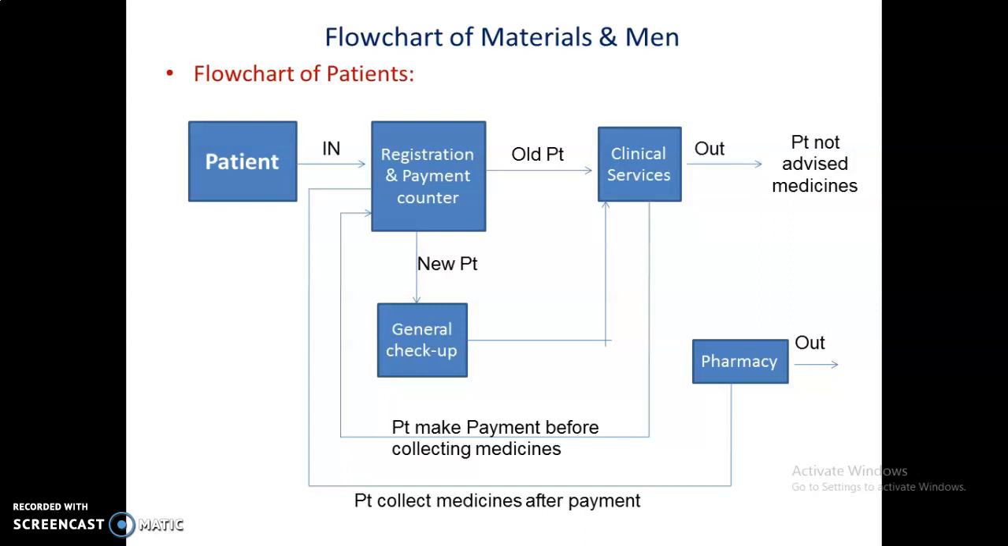The patient then returns to the registration counter. The clerk enters the salient features on the history sheet. He collects the money and stamps the prescription. The patient comes back to the pharmacy and gets their medicines. The pharmacy can make appropriate entries in the history sheet and accept the payments. This chart illustrates the flowchart of patients.